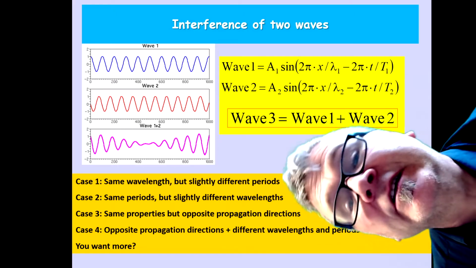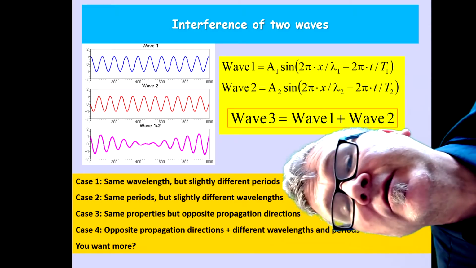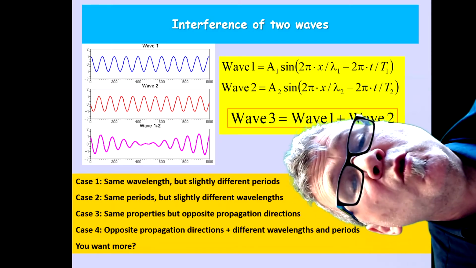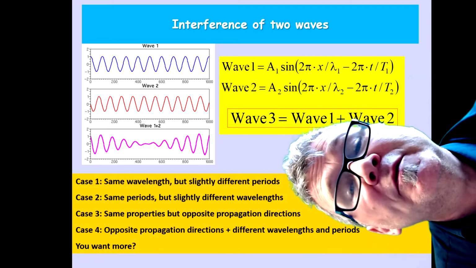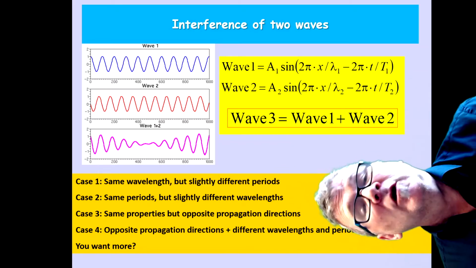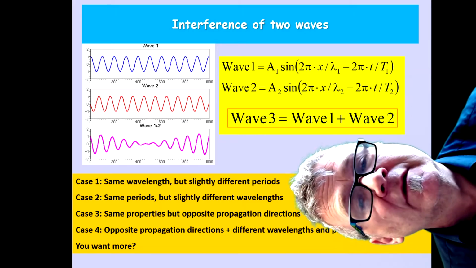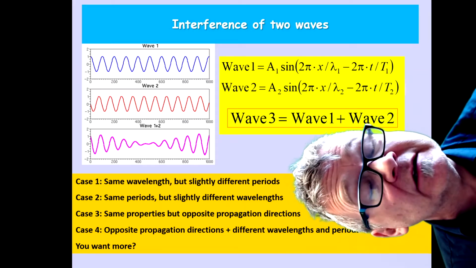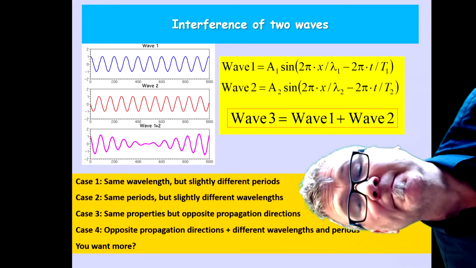This last part of the lecture is about wave interference. Interference is another word for superposition. So what happens if you have two waves and you add the signal? Here, this is what's done. We have a wave 1.